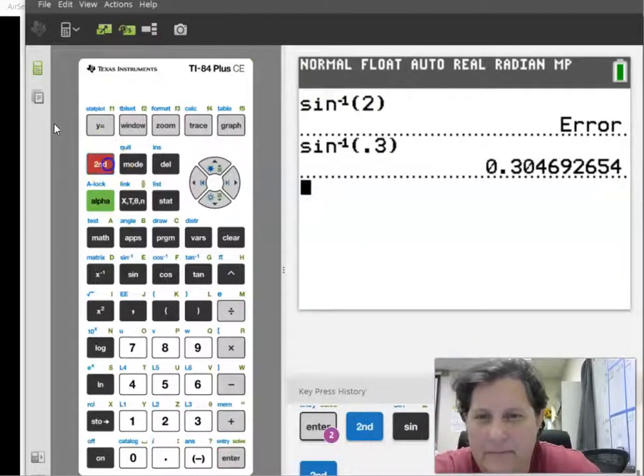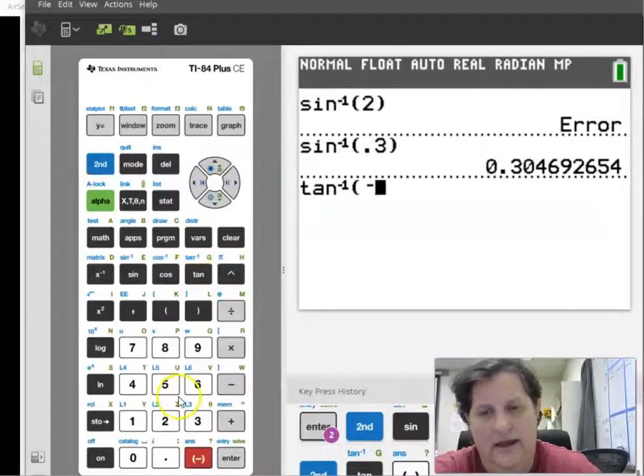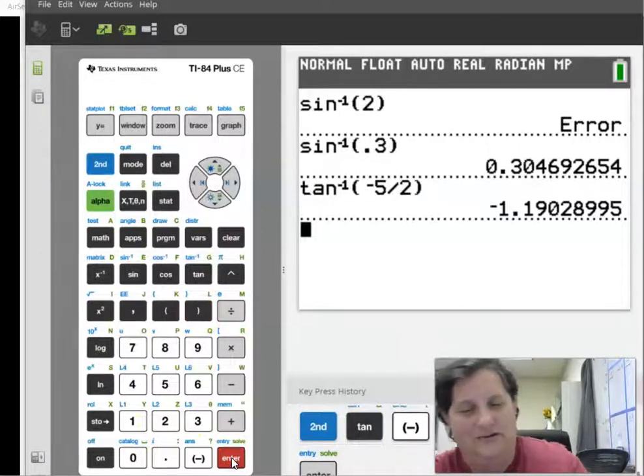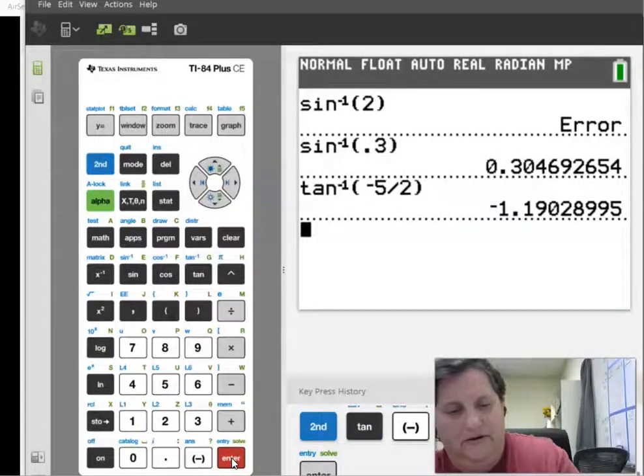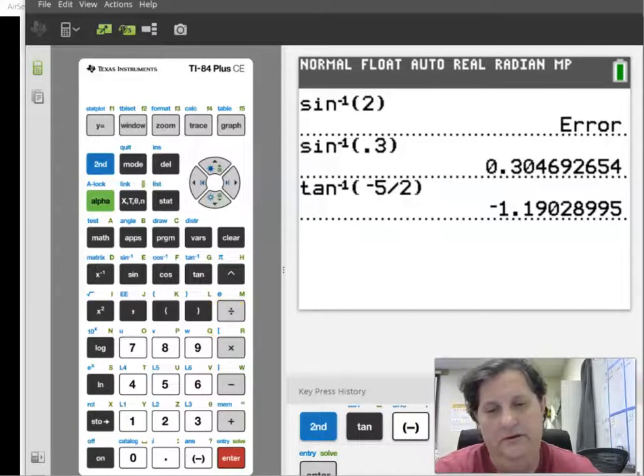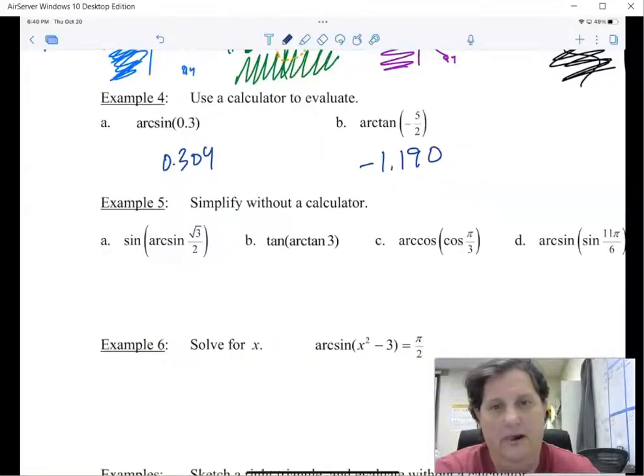And then I'm going to do arctan of negative 5 over 2. So this is in the fourth quadrant, and that's why it's giving me a negative answer, negative 1.190. All right? You guys see that okay?